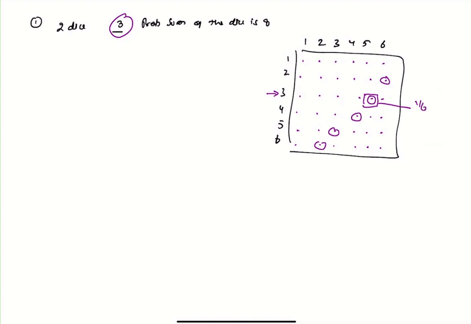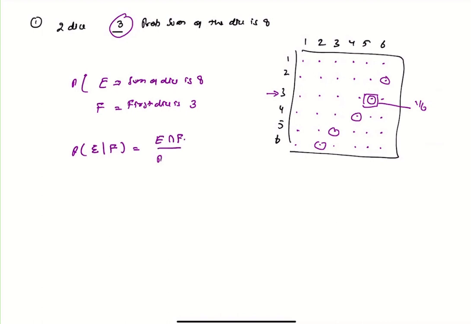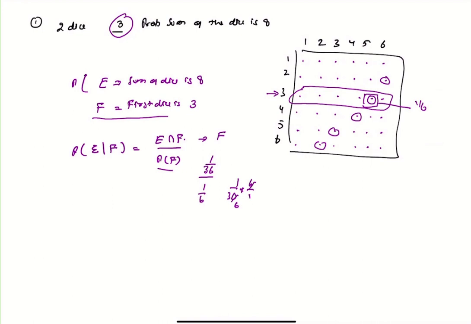Now let's just say E is that the sum of dice is 8 and F is that the first dice is 3, and we want to know the probability of E knowing F. That is going to be probability of E and F divided by probability of F. So you can just calculate this based on this, that this is your new sample space, because F is the first dice is a 3, so there are 3 possibilities, and out of which this is your event. So this will be 1 out of 6.